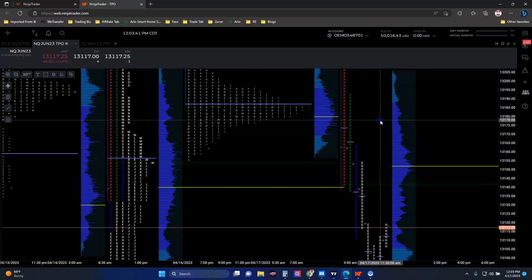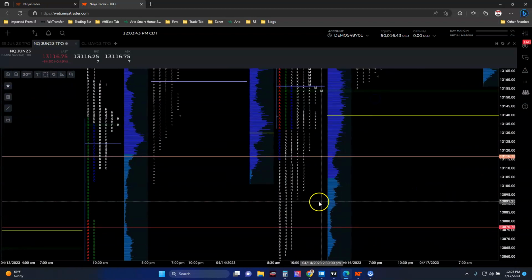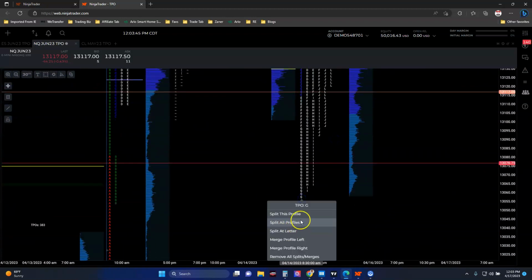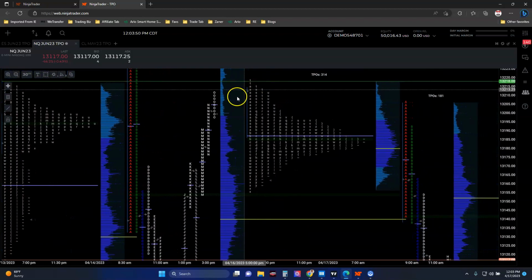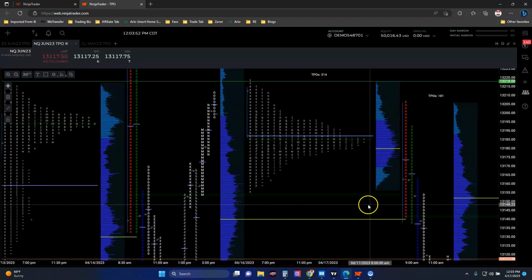Now, this could be a rotation and end up becoming just like Friday really was. If I split this profile, we had a big down day followed by an up reversal day, right? A lot of potential money to make, so we don't want to sell ourselves short.